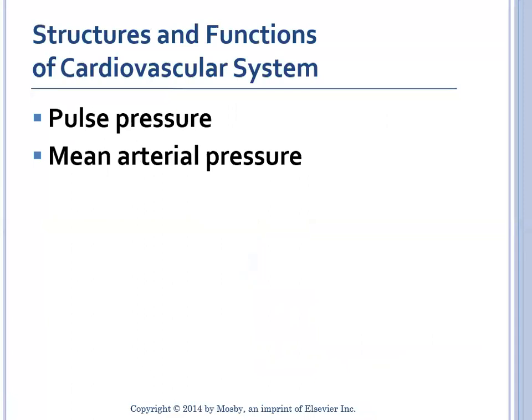Pulse pressure is normally about 1/3 of the systolic. So if the blood pressure is 120/80, what's our pulse pressure? 40, right? And 1/3 of 120 is 40, okay? An increased pulse pressure may occur during exercise or in individuals with atherosclerosis of the large arteries, which we're going to talk about this unit.